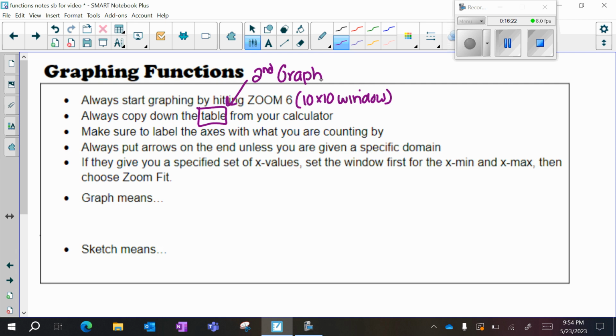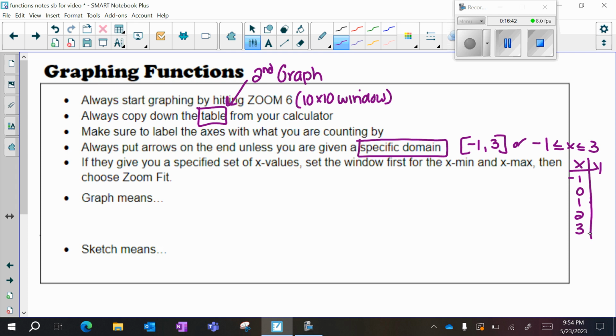Make sure we label the axes by what we're counting by. We always want to put arrows on the end unless you're given a specific domain. So a specific domain would say on the interval from -1 to 3 or something like this. And then my table would just be those values, nothing else. It would be my starting point and my stopping point, and there would be no arrows.